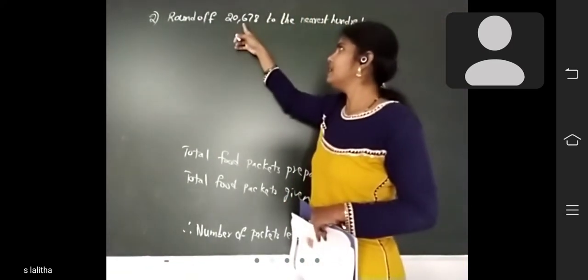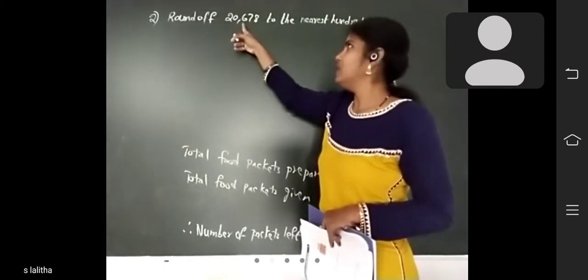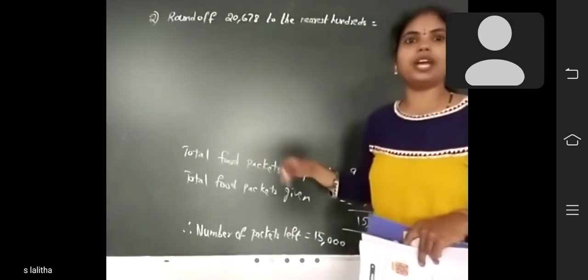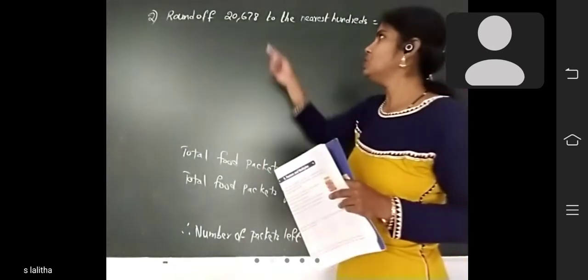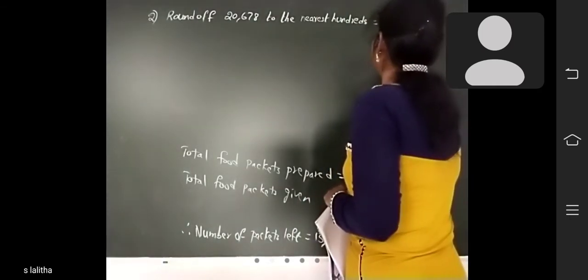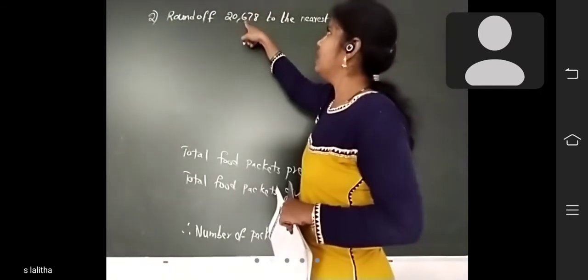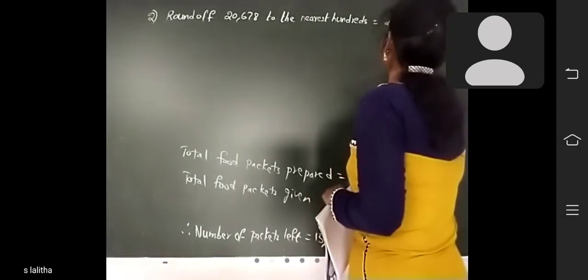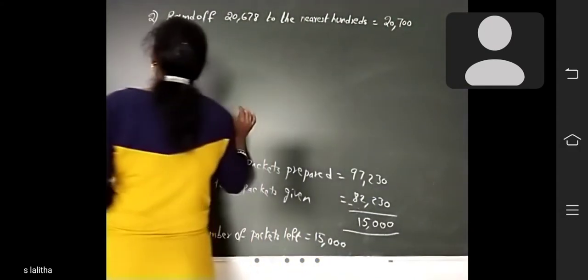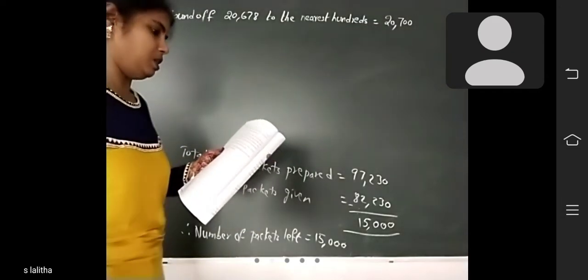What is the hundreds place here? 6. What is the right side of the number? 7. 7 is greater than 5, so you round the number up. That means you have to add 1 to the hundreds place. So 20,000, add 1 here, 700. 20,700 mango flavored ice creams. Estimated value.